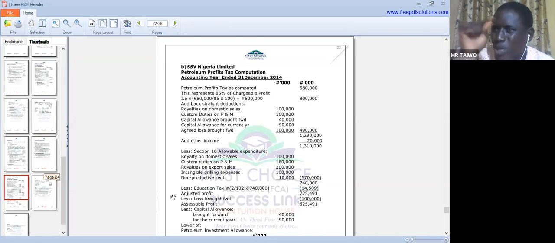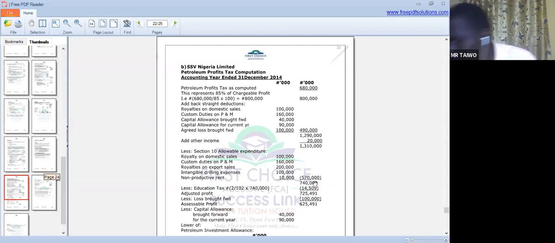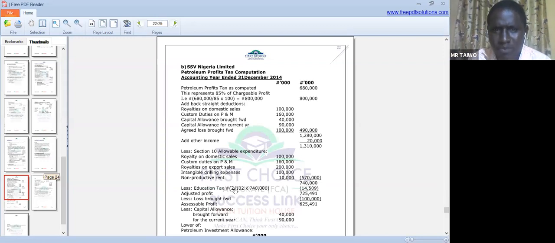Don't forget your education tax. It's an expense. Education tax will now be 2/102 times what? 1,310,000 minus 570,000, which is 740. If you remove it, that's income minus other expenses, to give me 740. It will now be 2 over 102 times 740. That would be my education tax. You now remove it as an expense. You now get the adjusted profit.